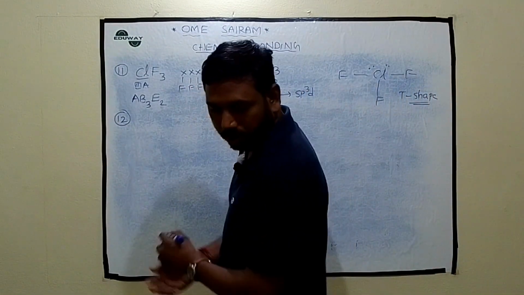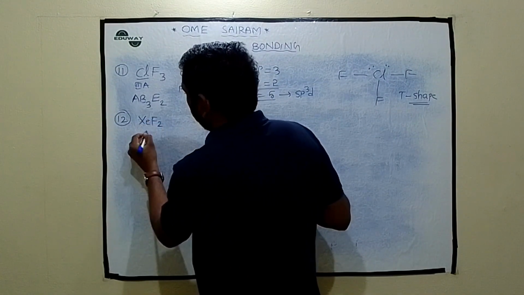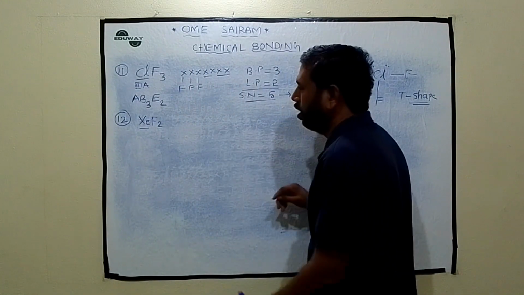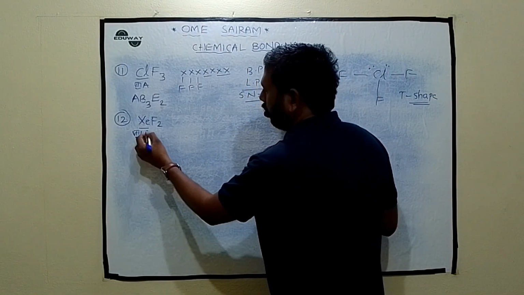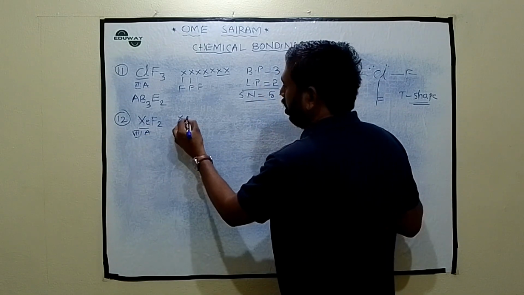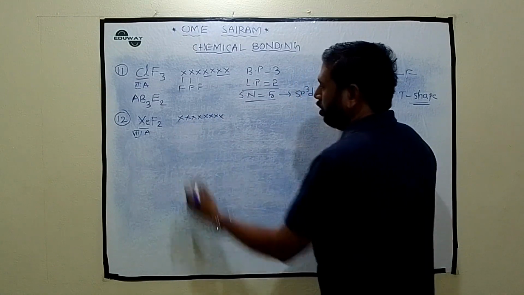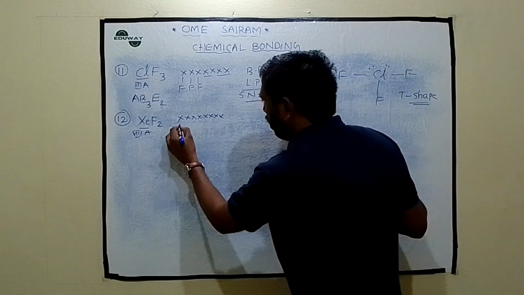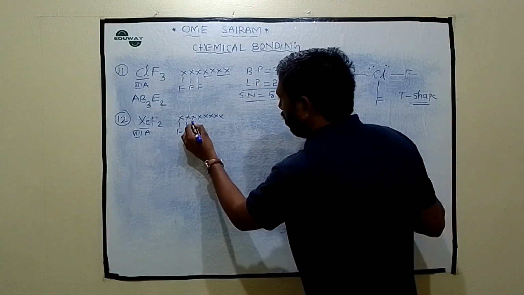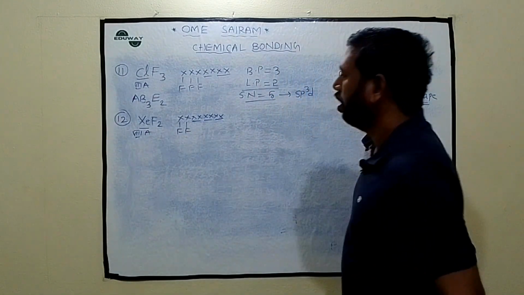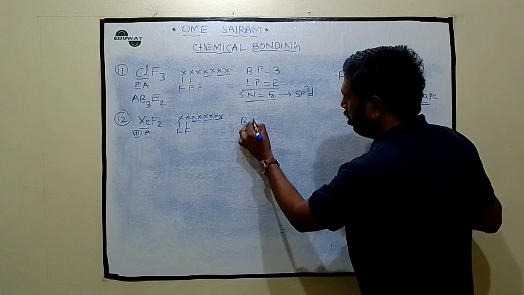XeF2. The central atom is xenon. It belongs to 8th A group element or 0 group element. That means it contains 8 valency electrons. Xenon is forming 2 bonds with 2 fluorine atoms, and the remaining 6 electrons exist in 3 lone pairs.